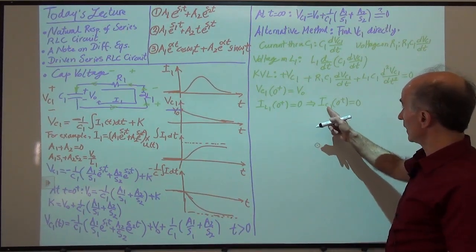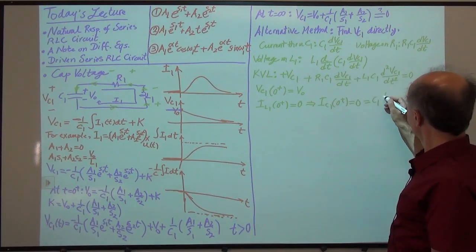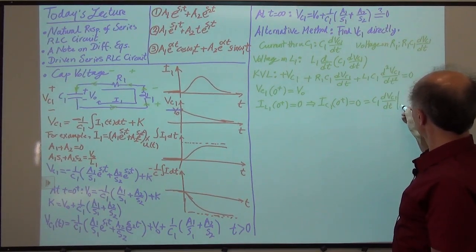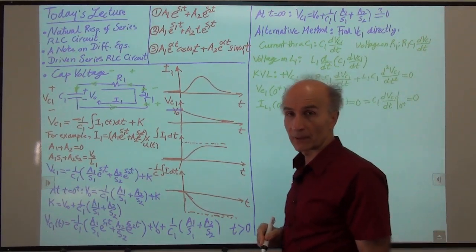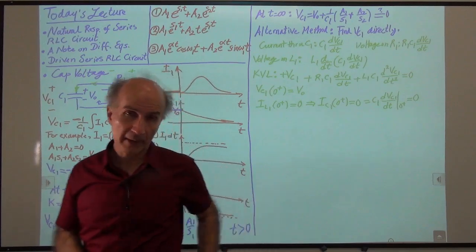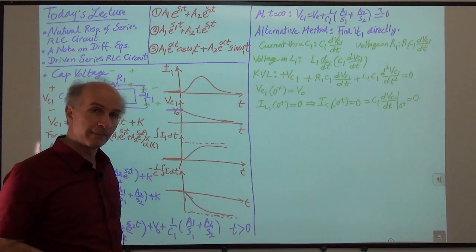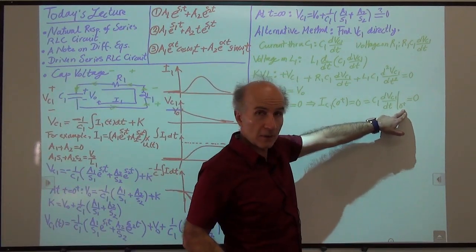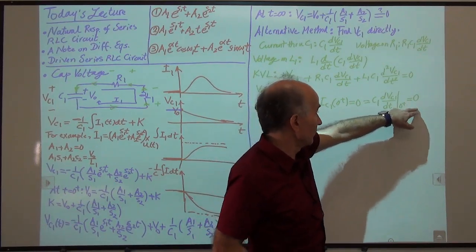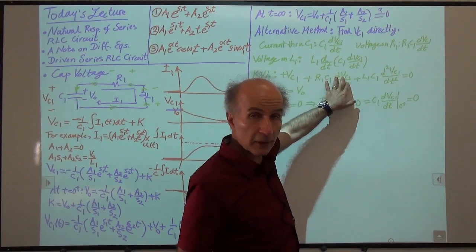And then IC1 has an expression, right? So I can say that's C1 dVC1 over dt at 0 plus. That has to be 0. Right? C dV over dt is the current through the capacitor, and that current evaluated at time 0 plus is 0. So now we have an expression for dVC1 over dt at 0 plus. So this expression and this expression allow us to solve this differential equation.